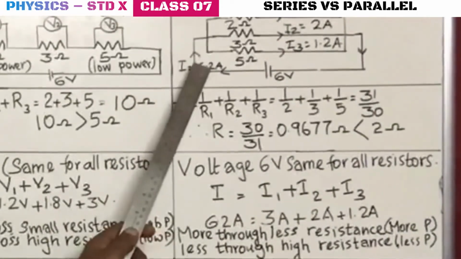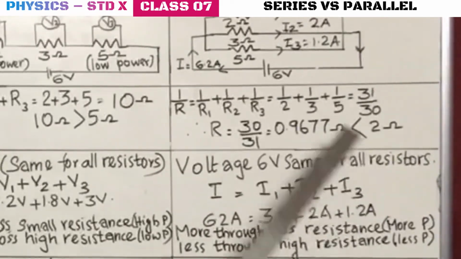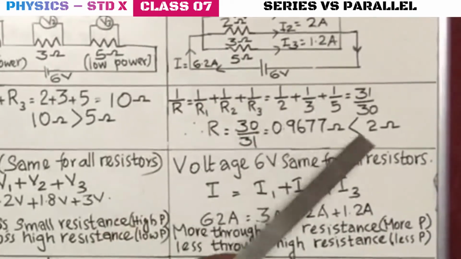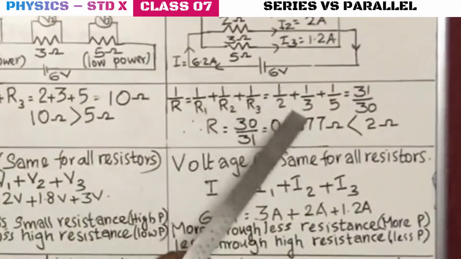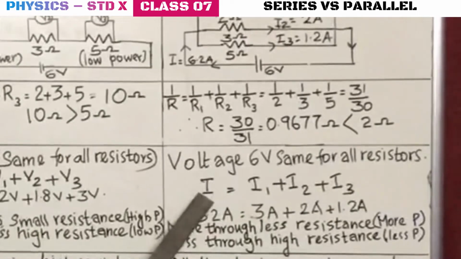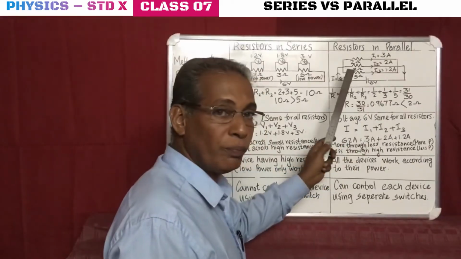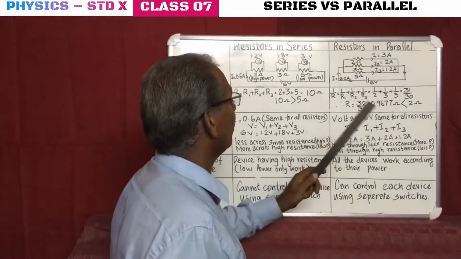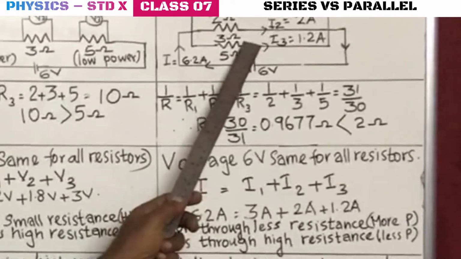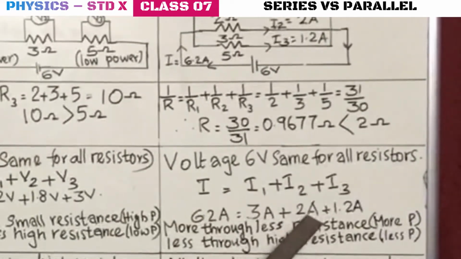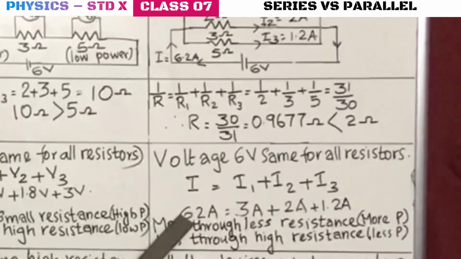But current I, which is the total current in the circuit, the sum of I1, I2 and I3, we can calculate from this effective resistance. We know the relation between current, voltage and resistance. So I can be calculated as 6.2 ampere for the whole circuit from the effective resistance. Now this 6.2 ampere is split into 3 branches: 3 ampere, 2 ampere and 1.2 ampere. The sum will give us 6.2 ampere.